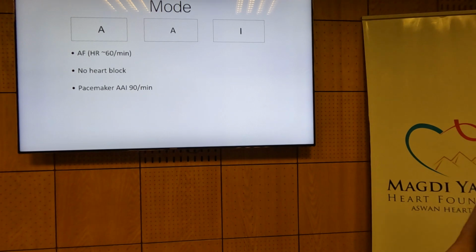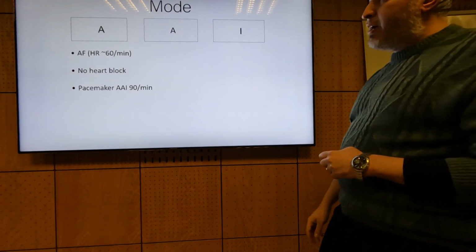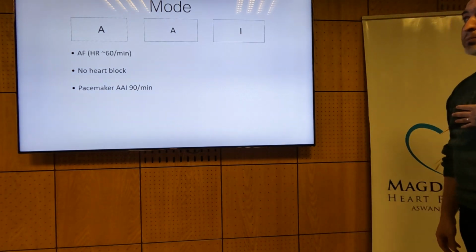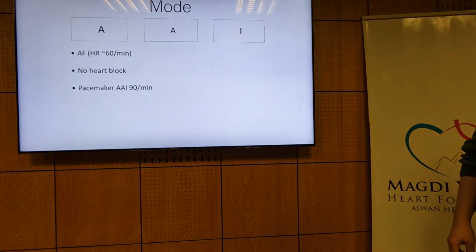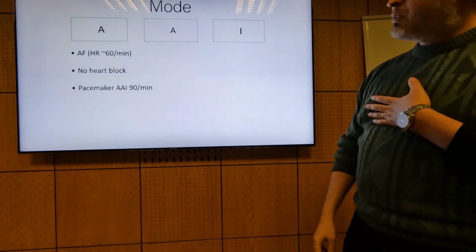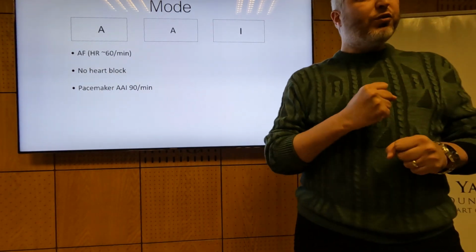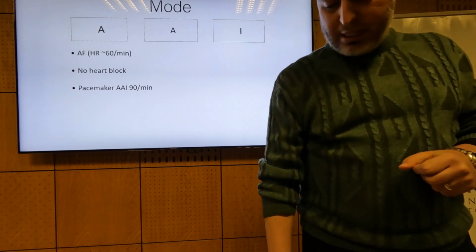Okay, another patient has slow AF. So AF with a rate of slightly less than 60. He does not have heart block and is connected to a pacemaker with a mode of AAI at a rate of 90. What would be his atrial rate?